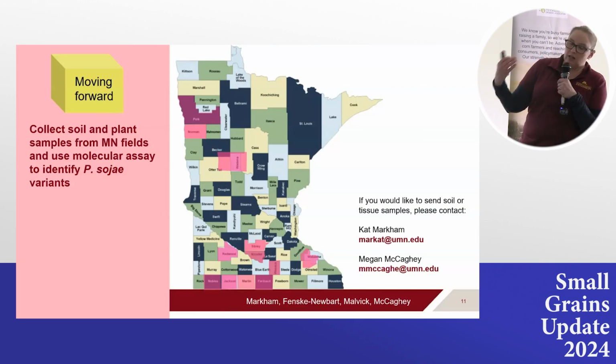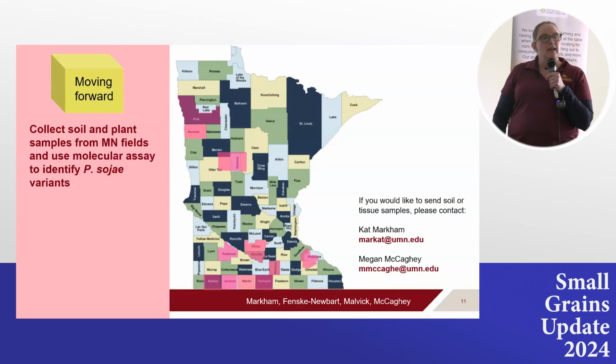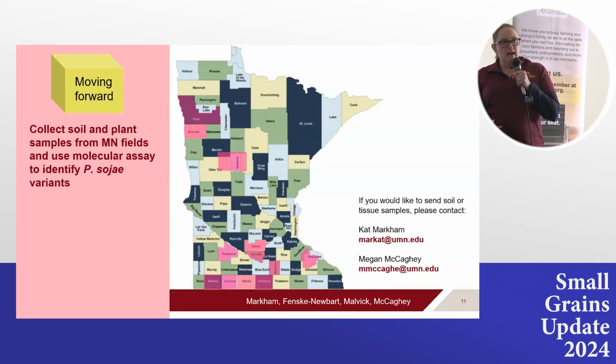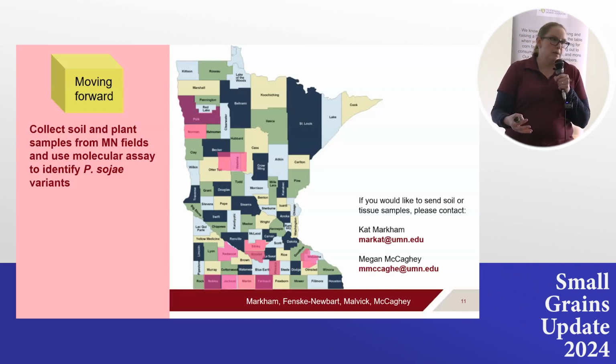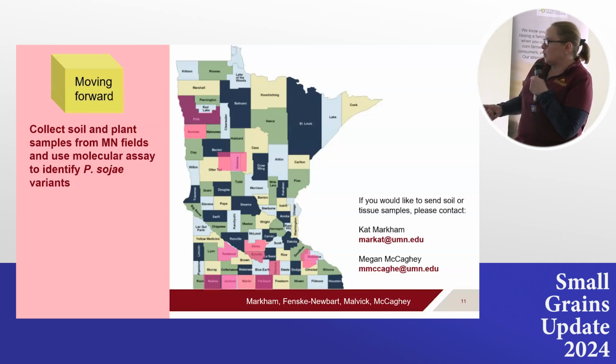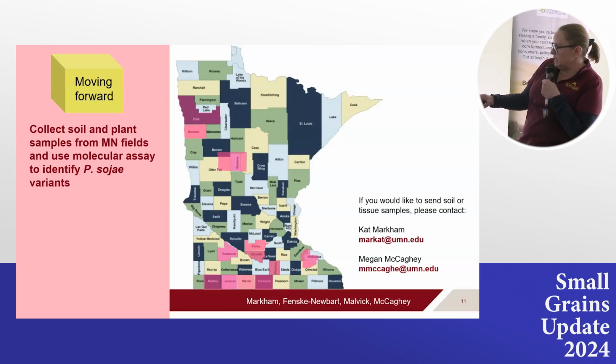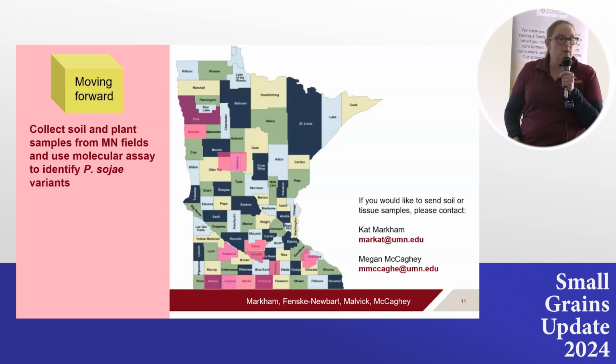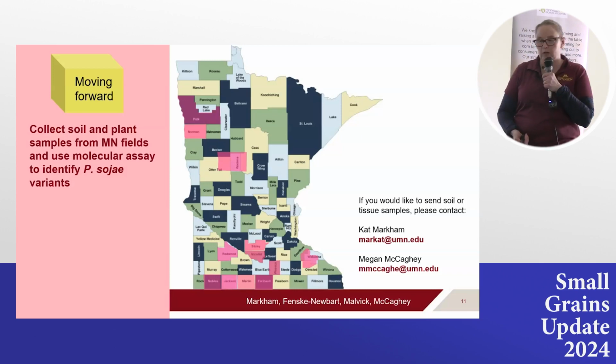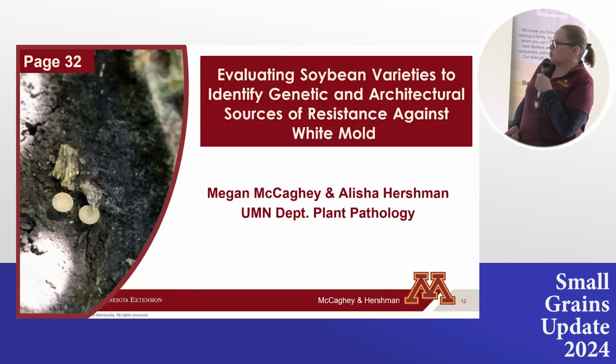This past year, they're collecting soil and plant samples. If you see something that looks like Phytophthora root and stem rot in your field, this is a really great opportunity because we can collect that material, send it into their lab, and they'll tell you which RPS genes are most likely to be effective in your particular field, given your pathogen population. So either contact me or send an email to Kat or Megan, and we can have somebody come in and collect samples for you. Okay, on to the next trial.